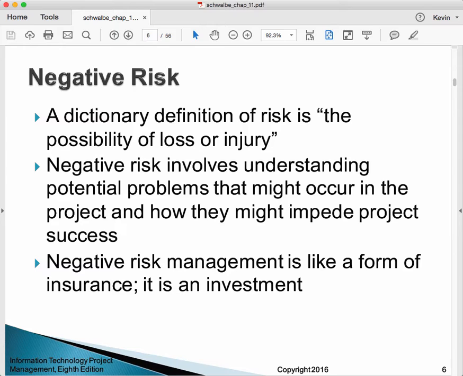Okay, so let's talk about what risk is. Like the conversation that we had when we were talking about quality, when we're talking about risk in a formal way, sometimes the definition doesn't really match up exactly with our common everyday notion of what we mean by the word.